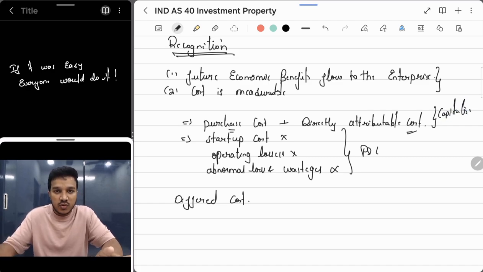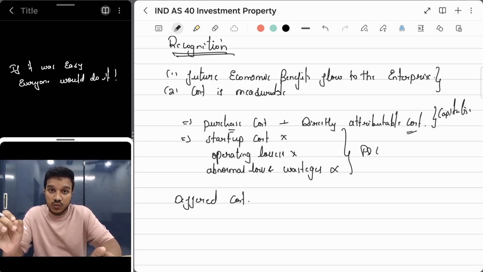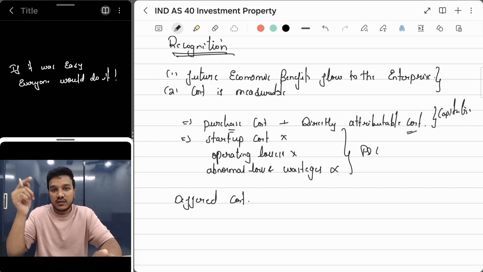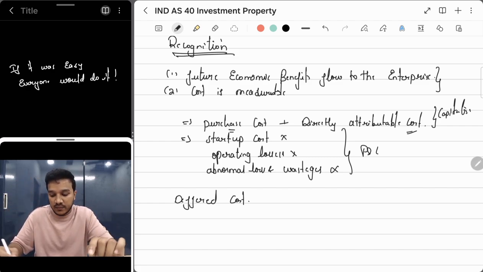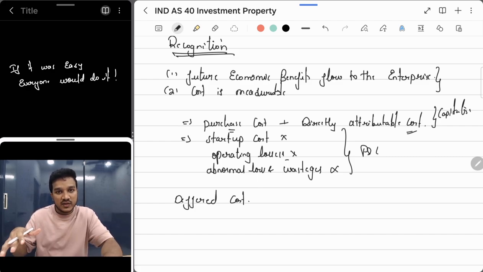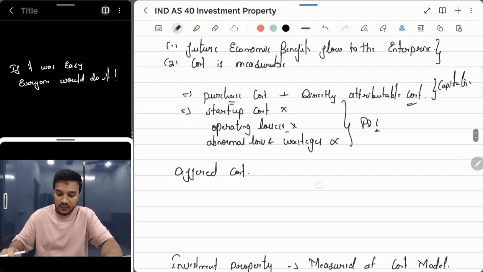Okay, now startup cost. अगर startup cost है, in case the startup cost was required to bring that asset into condition, then you will capitalize it. Otherwise this entire capital cost will go to P&L. Operating losses also will go to P&L, and then any abnormal wastage happening, repairs, maintenance stuff will go to P&L.